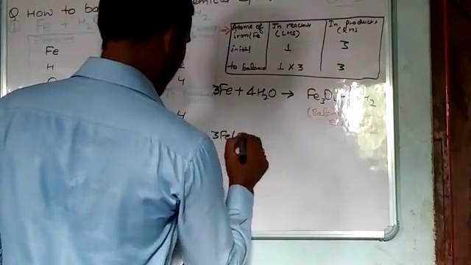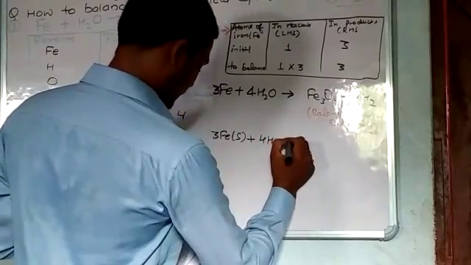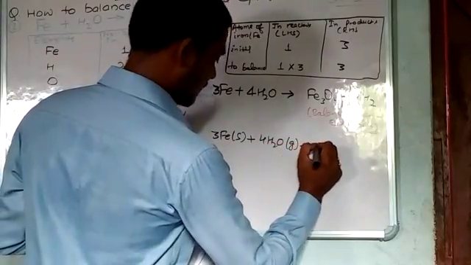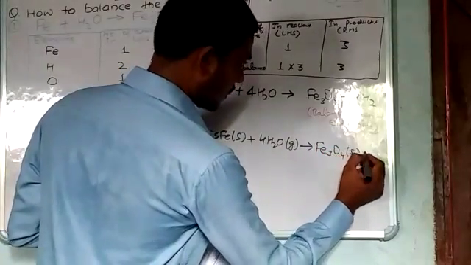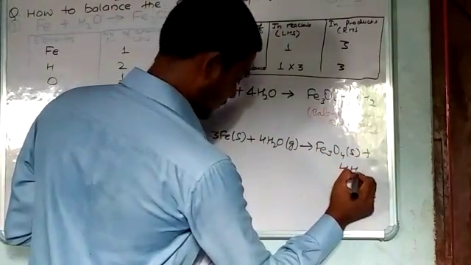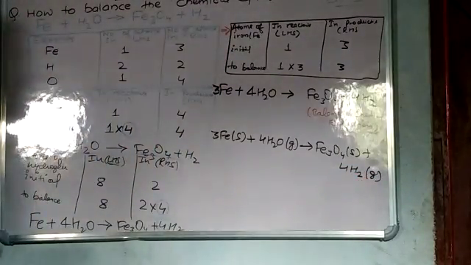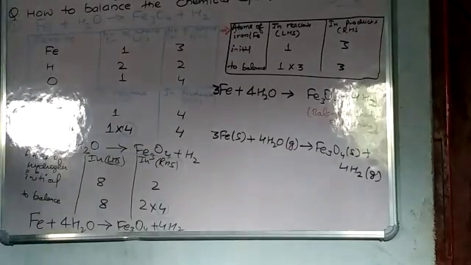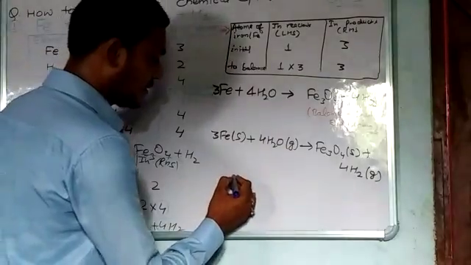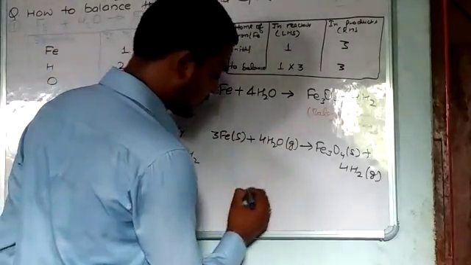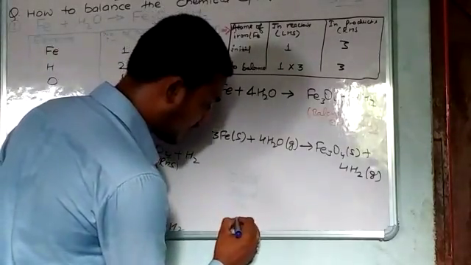3Fe is solid plus 4H2O is gas, gives Fe3O4, which is solid, and plus 4H2, which is gas. So we have four states of elements or compounds: we have solid, we have liquid, we have gas, and we have aqueous.